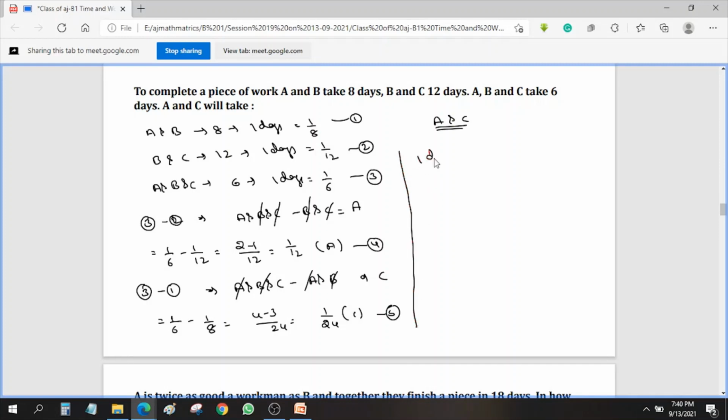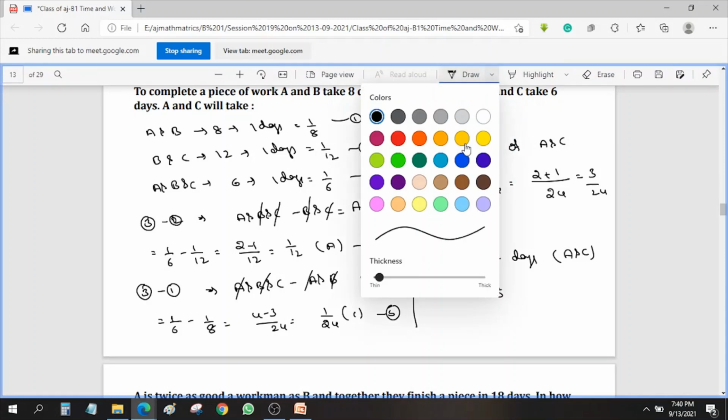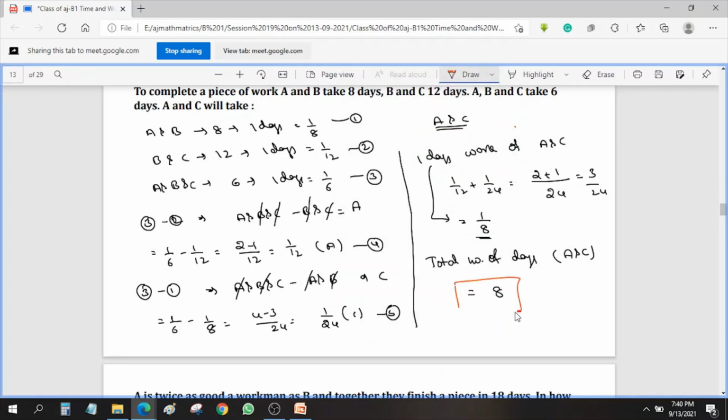Now 1 day's work of A and C will be 1 by 12 plus 1 by 24. Here 24 is the LCM, so 2 plus 1 is 3 by 24, which gives 1 by 8. So 1 day's work of A and C is 1 by 8. Then the total number of days for A and C equals 8 days. I hope I am clear with this solution. If you have any doubts, you can ask me now.